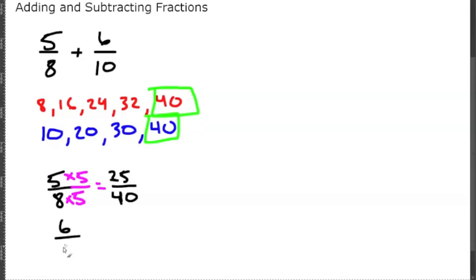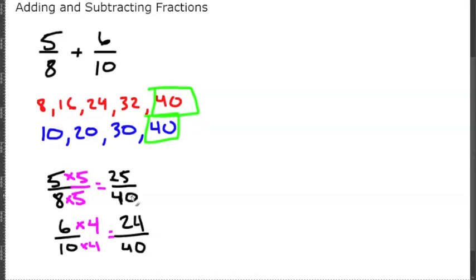Now to get from 10 to 40, we multiply by 4. So 6 times 4 is 24, all over 10 times 4 is 40.